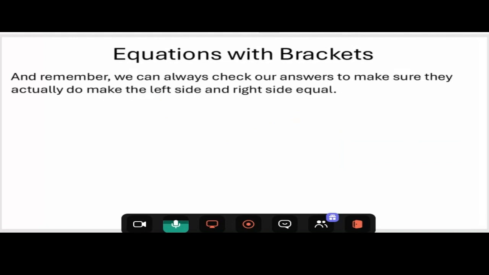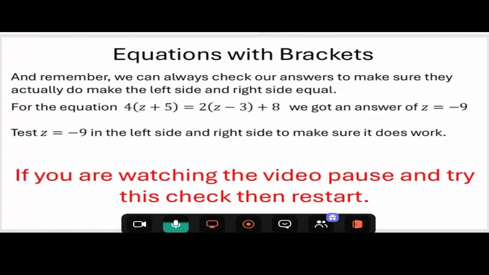And oh yes, let's remember we can always check our answers. This is the second superpower of equation solving. The first is we can do anything we want as long as we can do it to both sides. The second is that you don't just have to hope your answer is right. You can check to see if your answer is right. So for this second equation, we got an answer of negative 9.